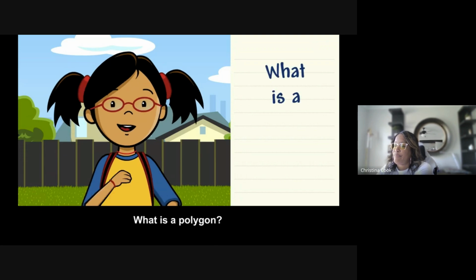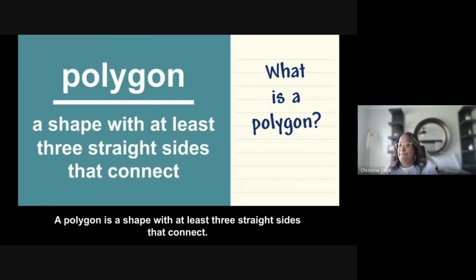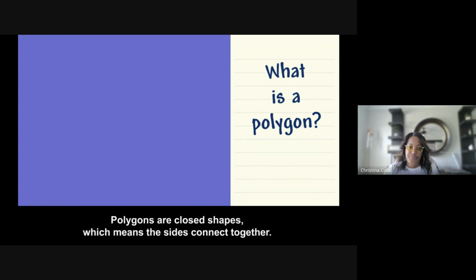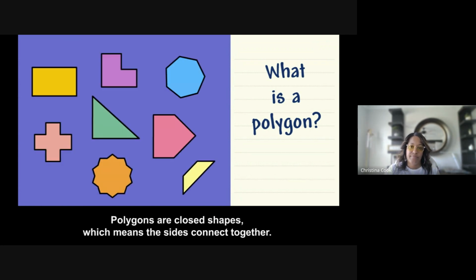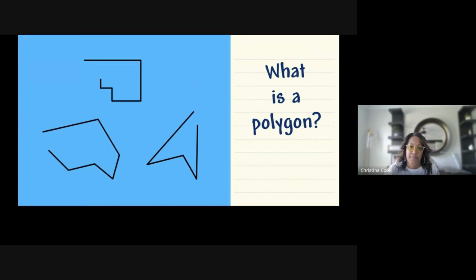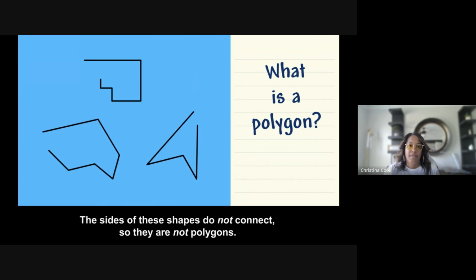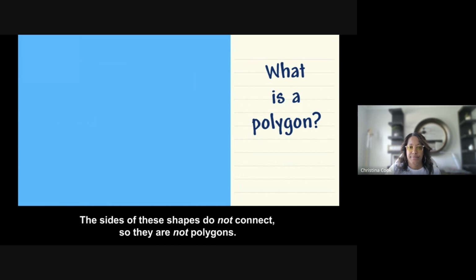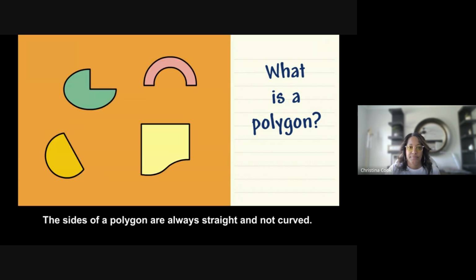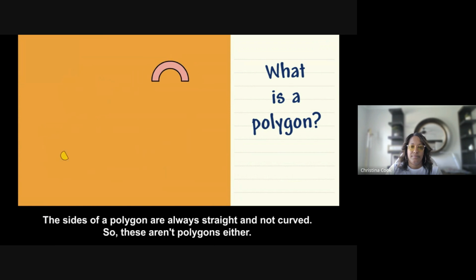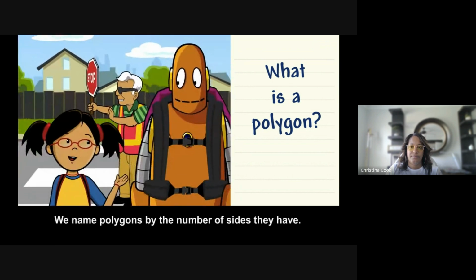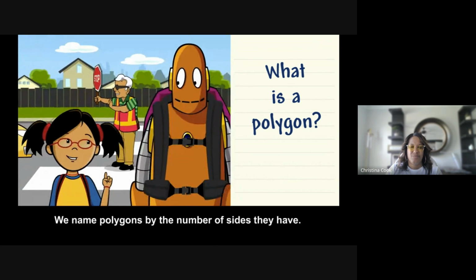What is a polygon? A polygon is a shape with at least 3 straight sides that connect. Polygons are closed shapes, which means the sides connect together. The sides of these shapes do not connect, so they are not polygons. The sides of a polygon are always straight and not curved, so these aren't polygons either. We name polygons by the number of sides they have.